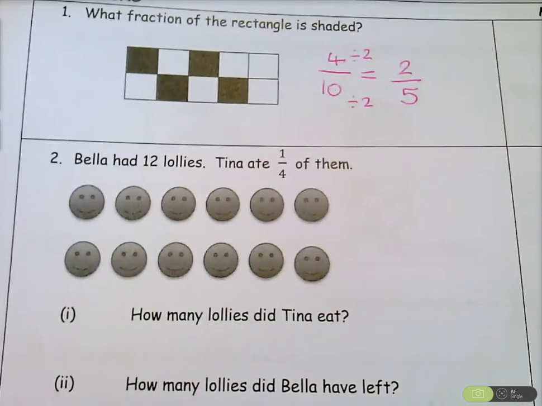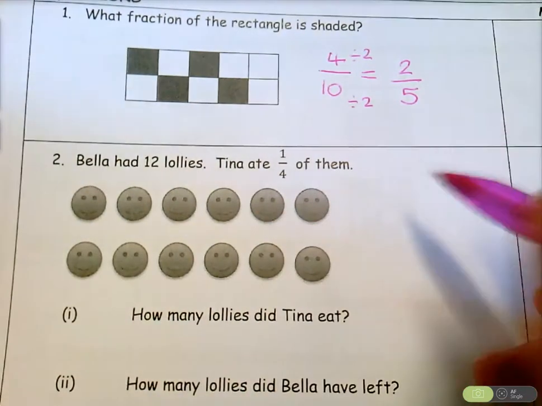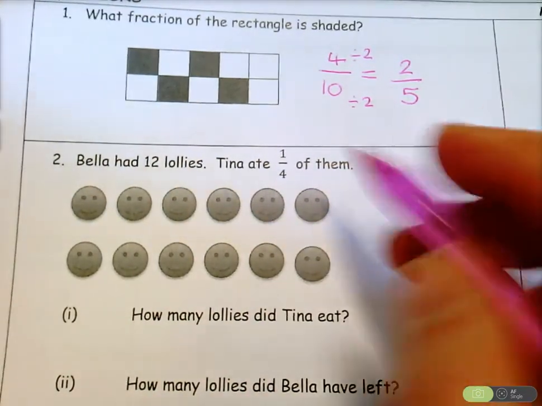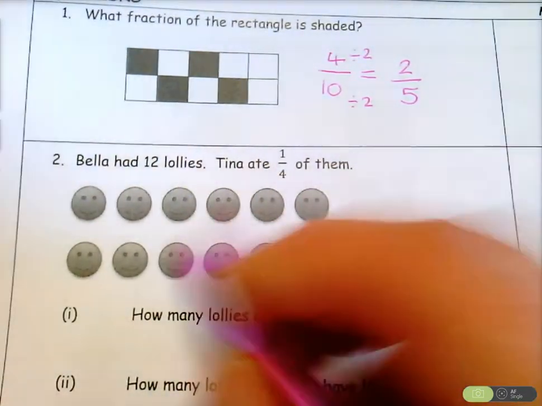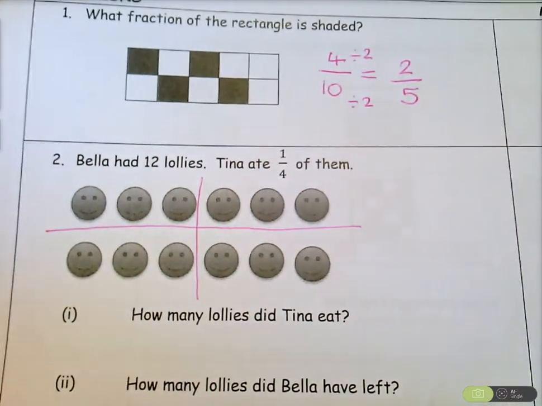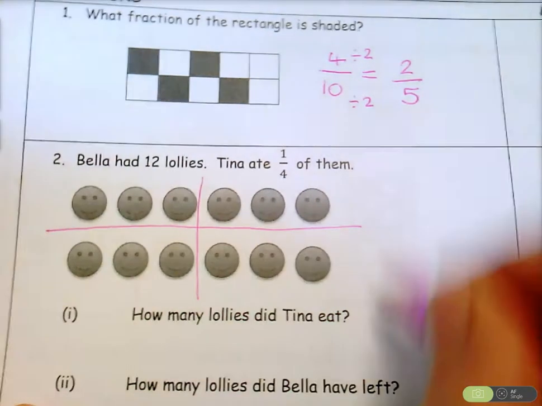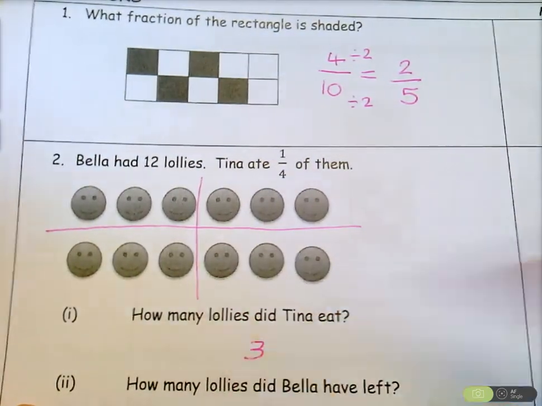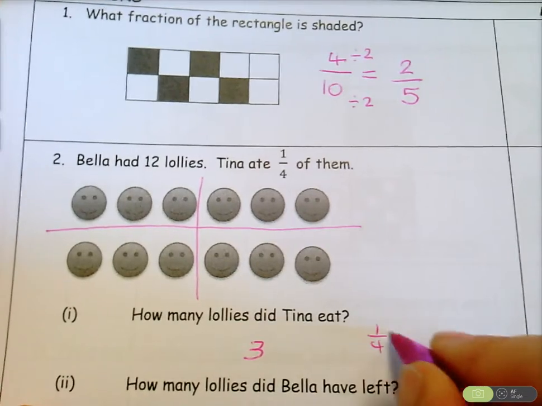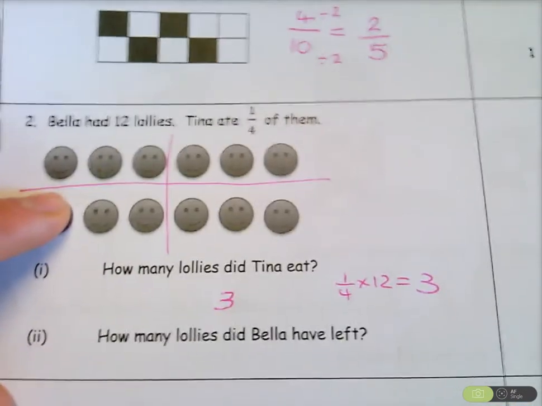Bella had 12 lollies. Tina ate 1/4 of them. Girls, if you want to find a quarter, you halve it and you halve it again. So half of them is that, and 1/4 of them is how many? 3. If you want 1/4, you halve it and you halve it again. Tina ate 3 lollies, or you could have done 1/4 of 12 is 3. But with this one, girls, you can just see it in the picture.